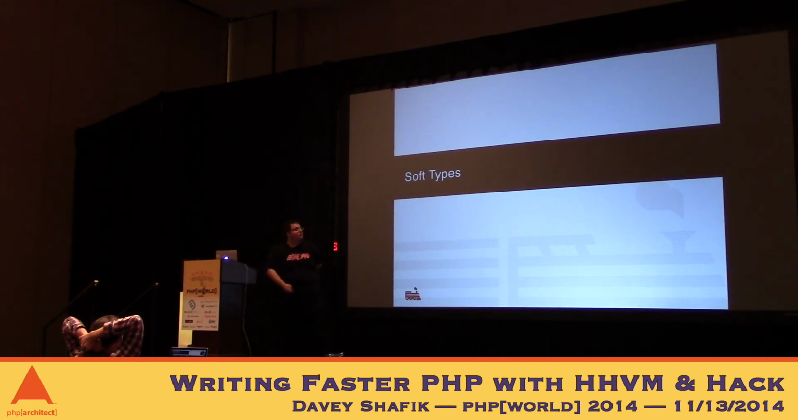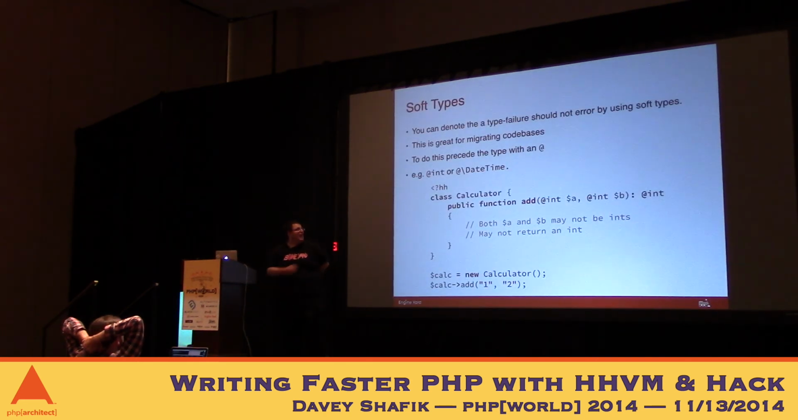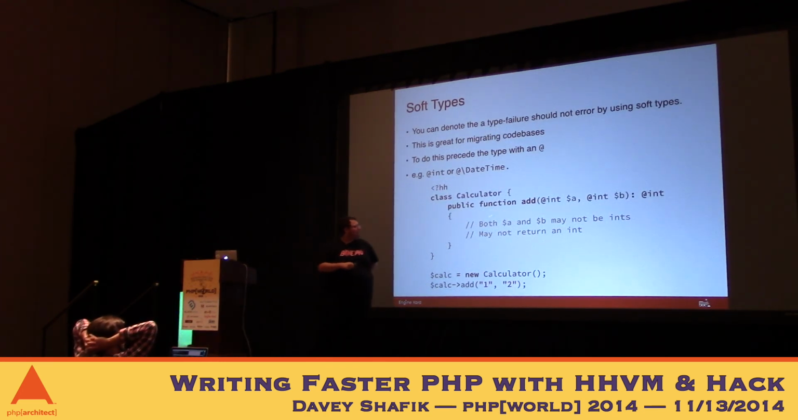And basically, it's very similar to the nullable types. You prefix with an at. So at int is a soft int, and at datetime. So I have my class calculator, public function add, at int a, at int b, and at int return, and hopefully everything's an int, but we're not entirely sure. Any questions so far?